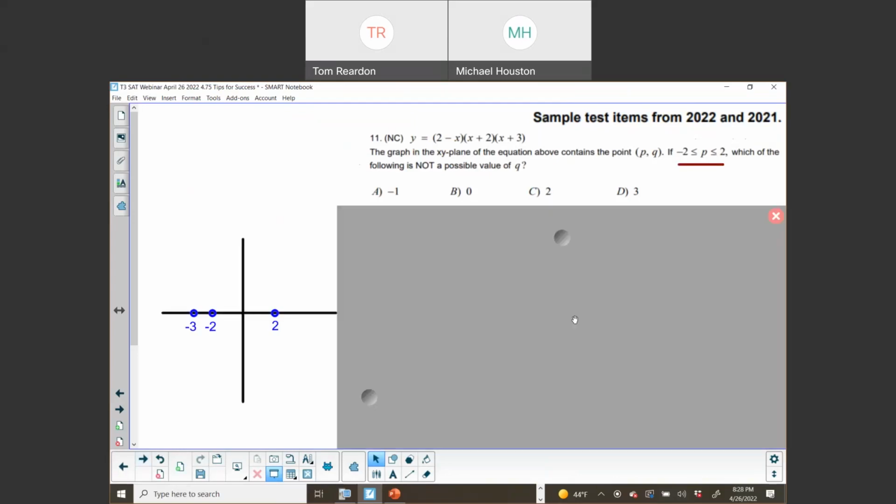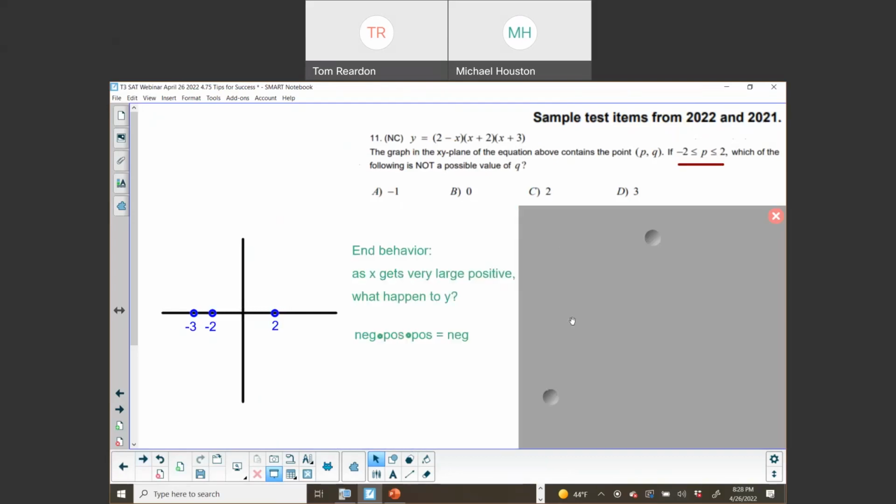So this one, since there's no calculator allowed, I thought I would make a sketch and plot the zeros. But when I first went to do this, I just thought, oh, well, go down here, up here, and so on. But I have to look at end behavior here. So I looked at as x gets very, very large in this direction, what happens to y? If x was 1,000, this would be 2 minus 1,000, which would be a negative number. This would be 1,000 plus 2 positive, 1,000 plus 3 positive. And so when you multiply those together, you get a negative.